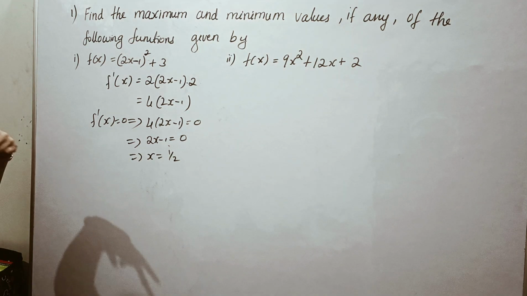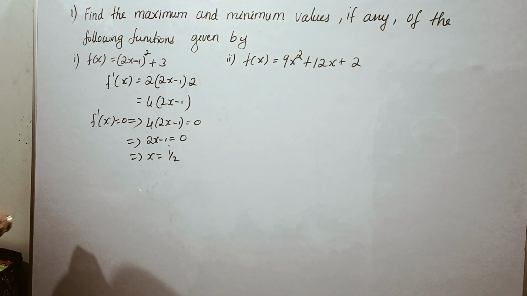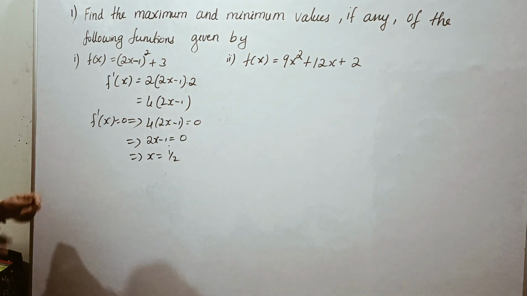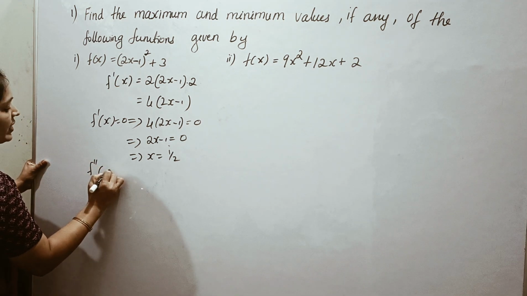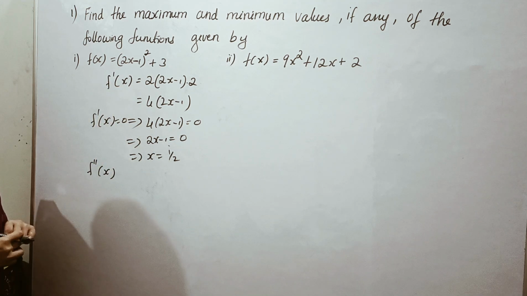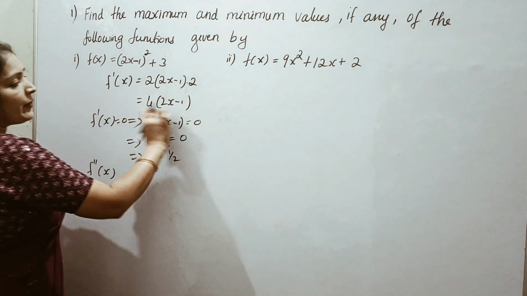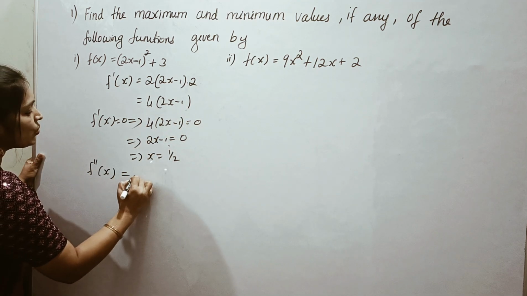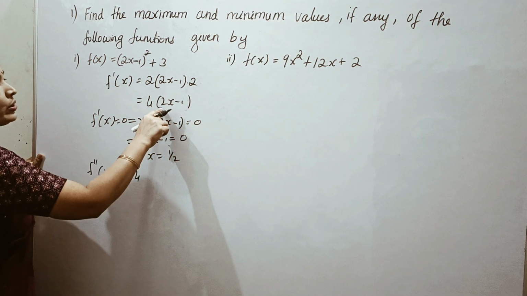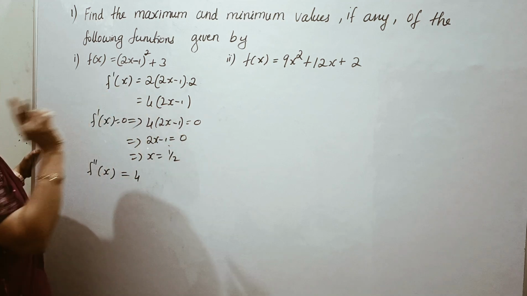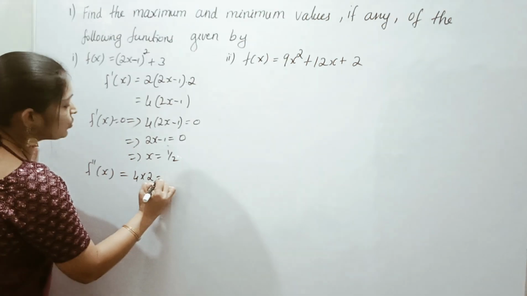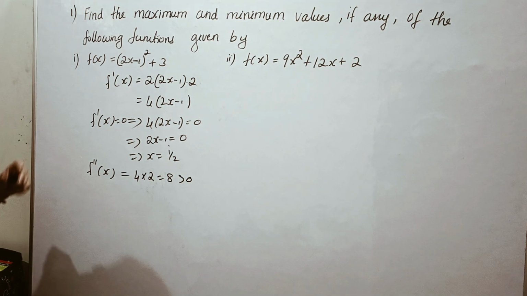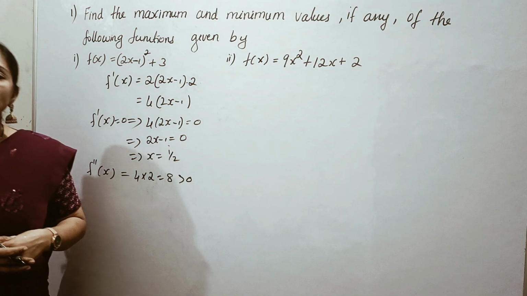Okay, next we will find f double dash of x. For the second derivative test we need to find the second derivative, that is f double dash of x, the derivative of f dash of x with respect to x. It is our f dash of x, so we have to differentiate it with respect to x. So f double dash of x is equal to 4 into derivative of 2x minus 1, which is 2, right? 4 into 2, that is equal to 8. Here it is greater than 0.